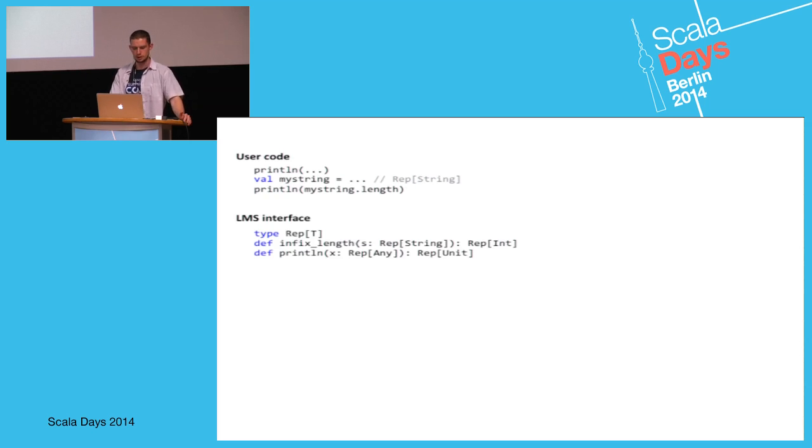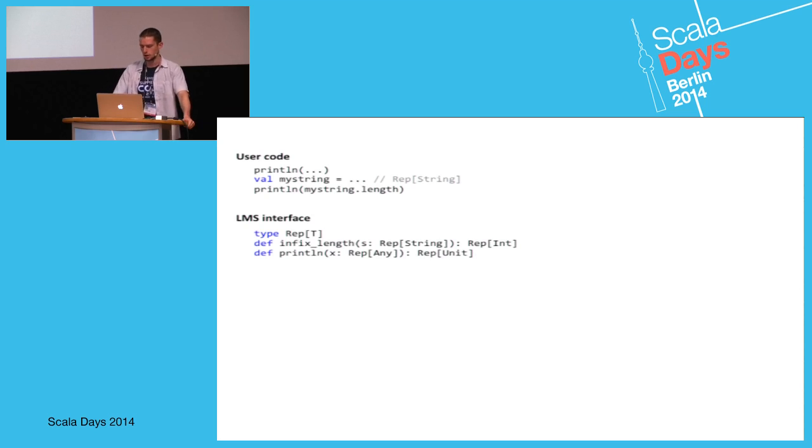First of all, in LMS, we have an interface definition here. We have a higher-kinded type, Rep[T], which is completely abstract. It's just a marker here. And then we just define methods. Here we use Scala Virtualized to define an infix method. We could also use an implicit class here. That doesn't really matter. But the important thing is that all the parameters are now these Rep values, right? So infix length takes a Rep[String] and produces a Rep[Int]. That means it's going to be a staged expression for which we generate code. And println is also redefined here to take a Rep[Any] and return a Rep[Unit].